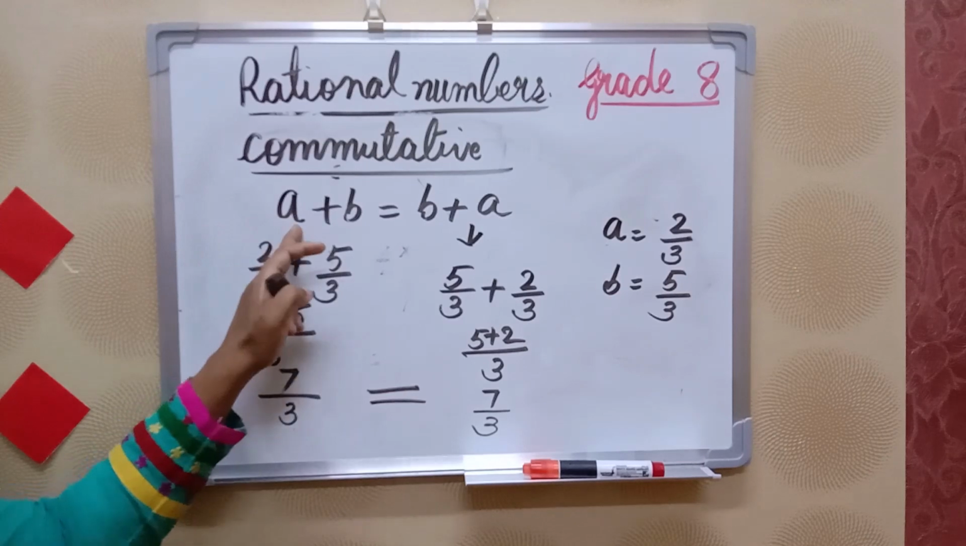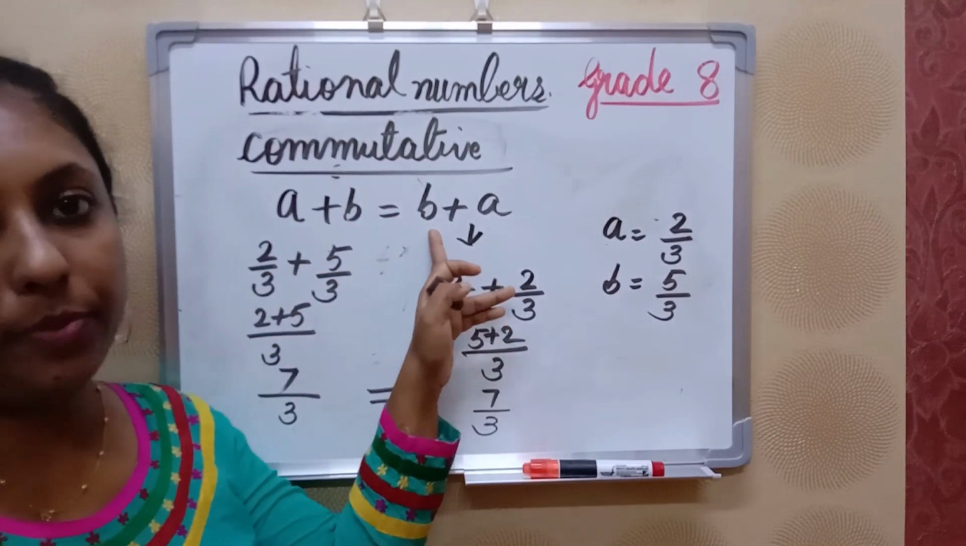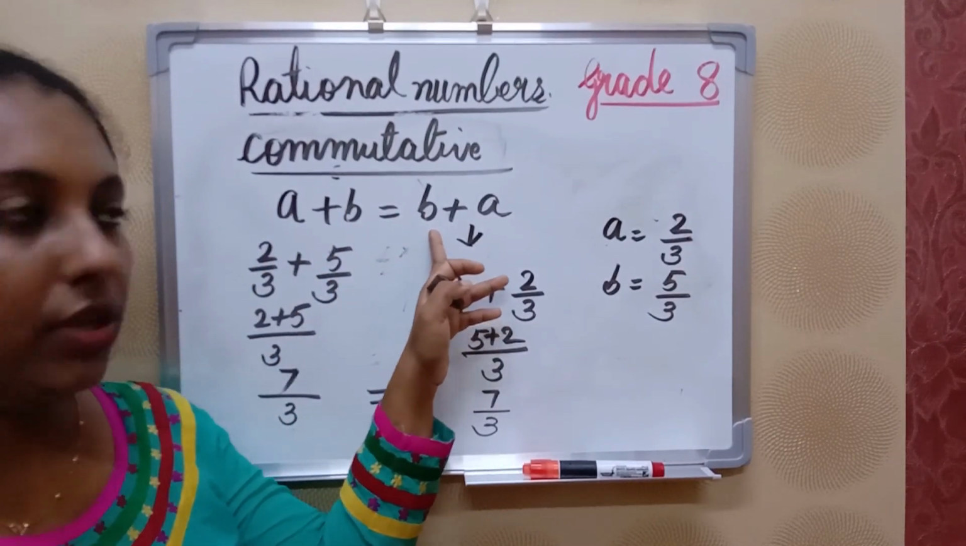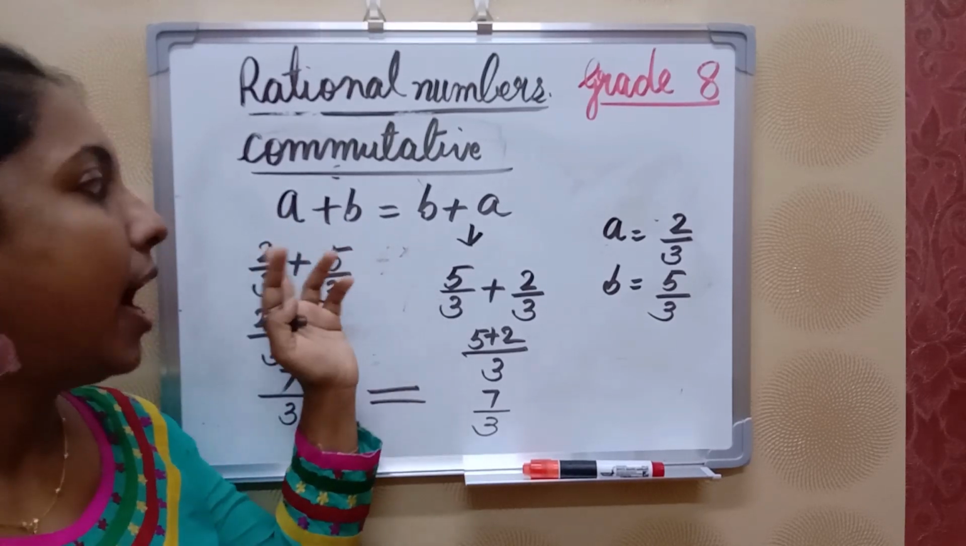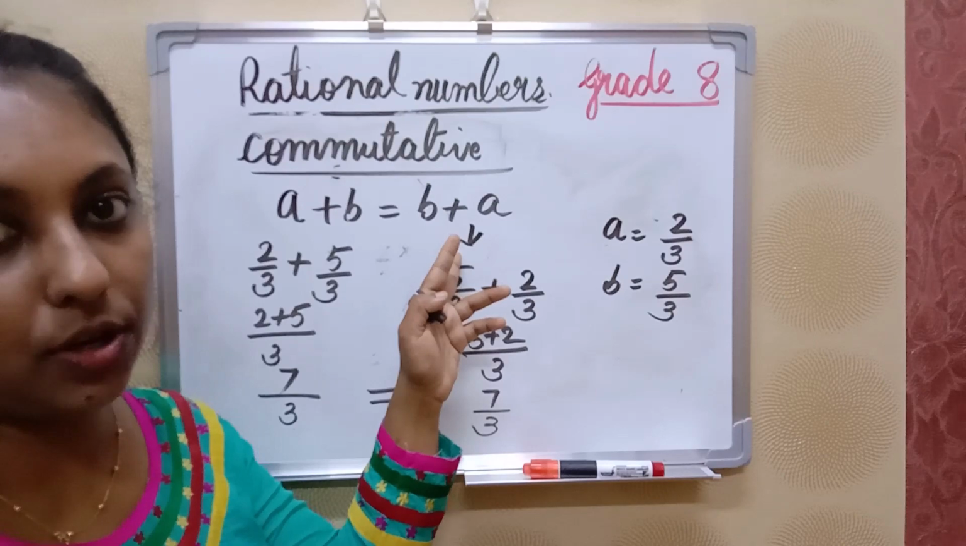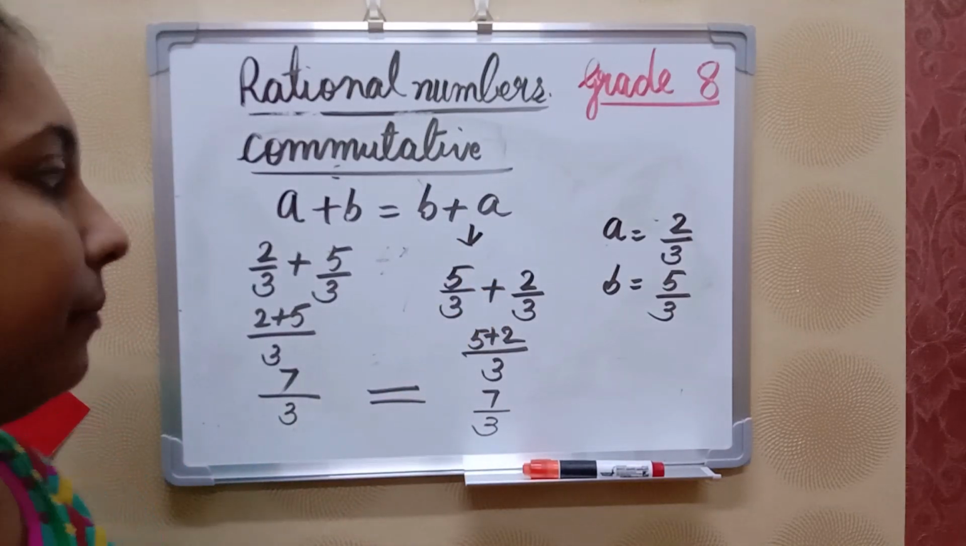That is A plus B is equal to B plus A, which means rational numbers are commutative over addition. A plus B is equal to B plus A.